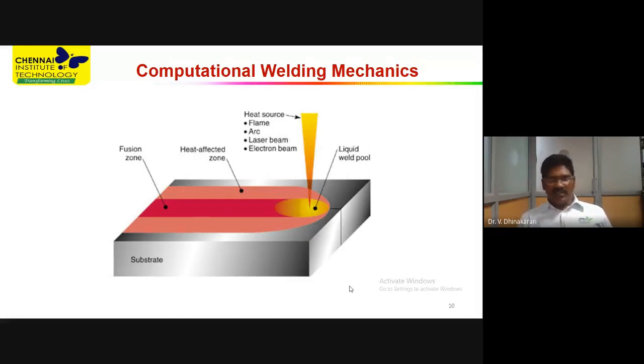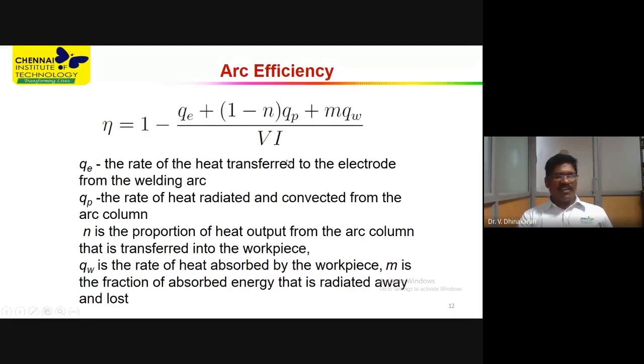So in order to account for the losses, you need to bring in an efficiency. Hence, you have to use the efficiency called arc efficiency to account for the useful heat. If 100% is the total heat produced, then you have to subtract the losses. Q is the heat transferred to the electrode from the welding arc. Then Q is the radiation and convection losses, and N is the proportion of the heat output from the arc column that is transferred into the workpiece. Qw is the rate of heat absorbed by the workpiece.